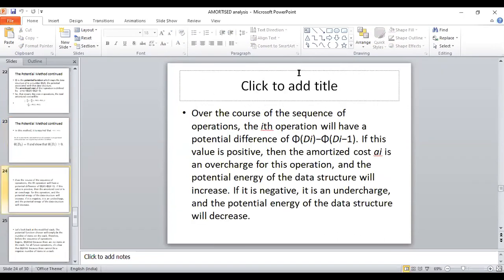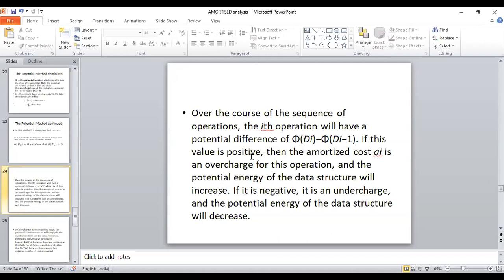So over the course of the sequence of operations, the ith operation will have a potential difference of phi of Di minus phi of Di minus 1. Di indicates the data structure after the ith operation, and Di minus 1 indicates the data structure after the i minus 1th operation. We are taking the difference of these two potential values to get the ith operation's potential difference.